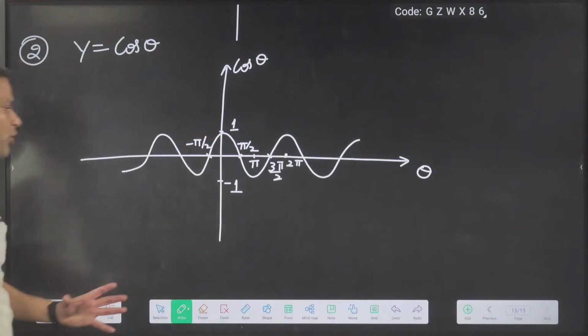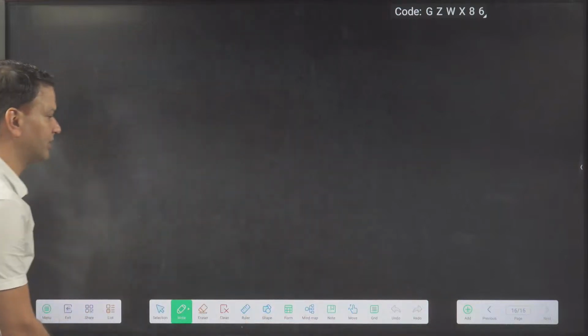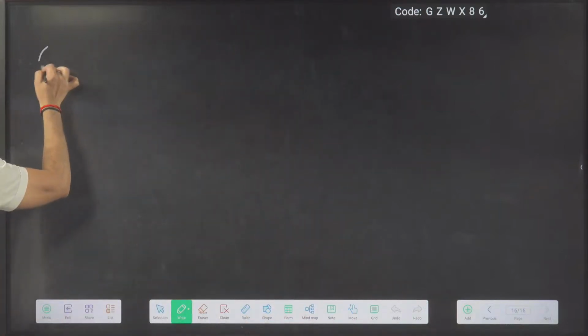Okay, now I will give one small example. You will tell the values on the x and y axes.